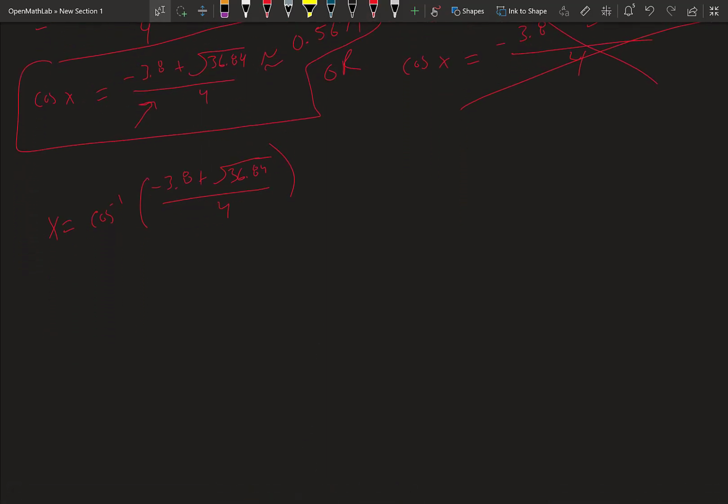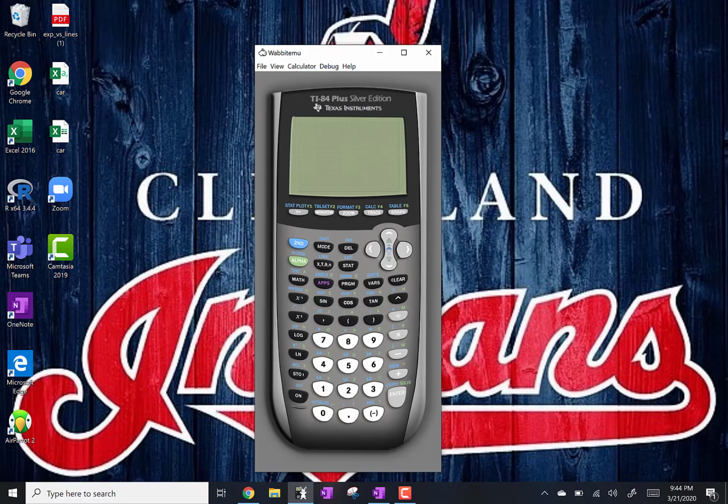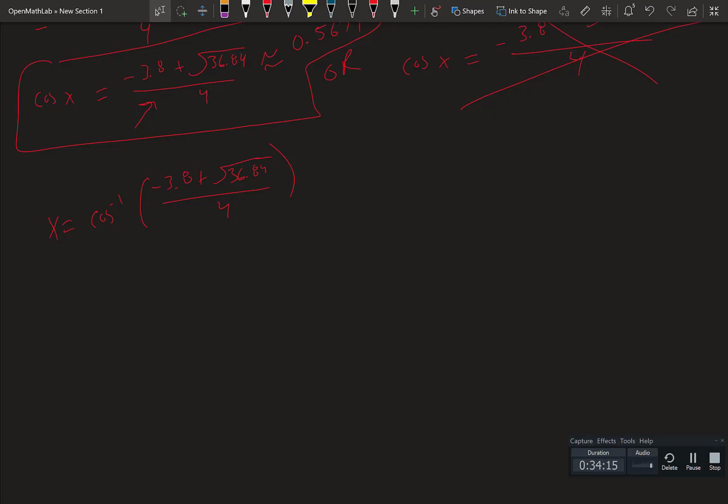So we can grab your calculator, and we want our answer in radians, so I need to make sure my mode is in radians. So we want inverse cosine of, I'm going to put this in parentheses, negative 3.8 plus the square root of 36.84, and then divided by 4. Right, so we get 0.96745 roughly. So x is approximately equal to 0.9674525, and so forth.